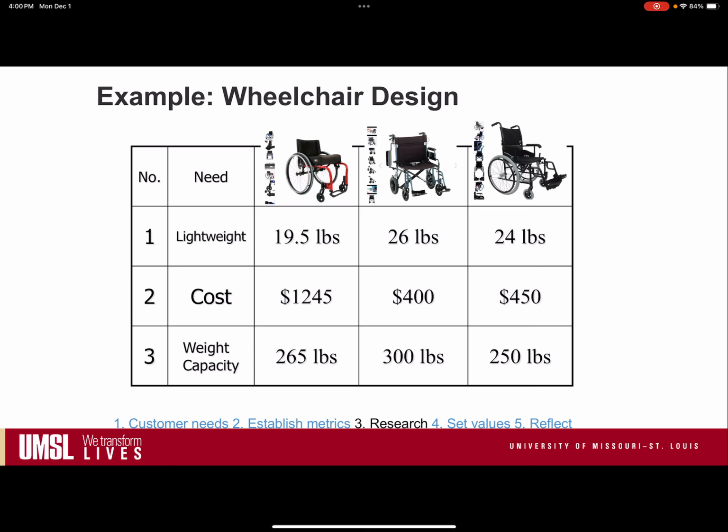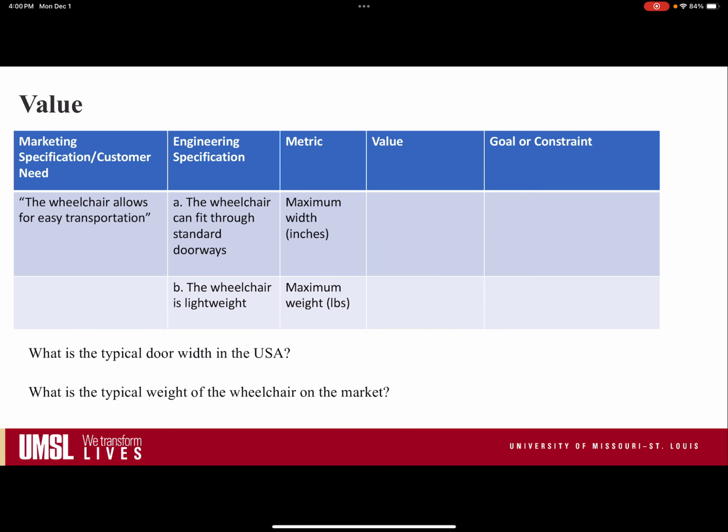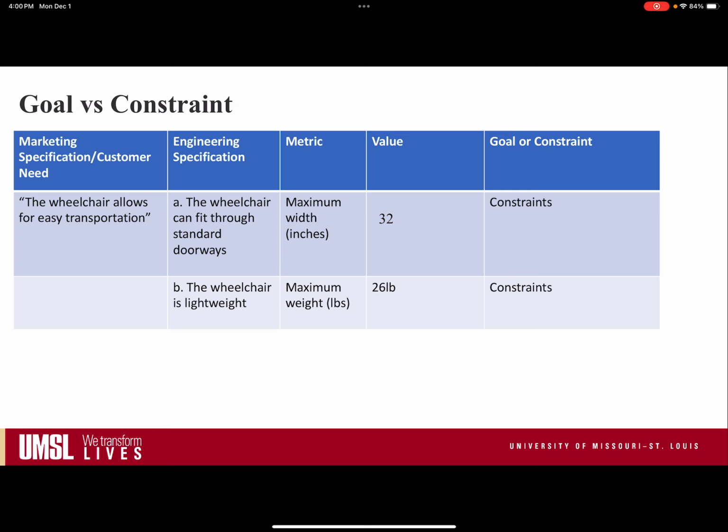So we need to make sure that we are not heavier than the heaviest. You could even be more strict, and you want to be the lightest, so you put 19.5. It really depends on what you try to achieve. So after research, we find out 32 is the value there for our design. And also 26 pounds would be the maximum weight that we need to have. And that is a constraint for us.